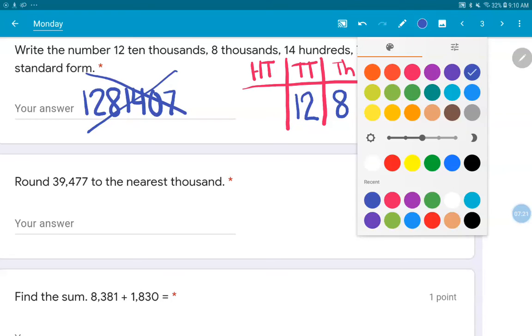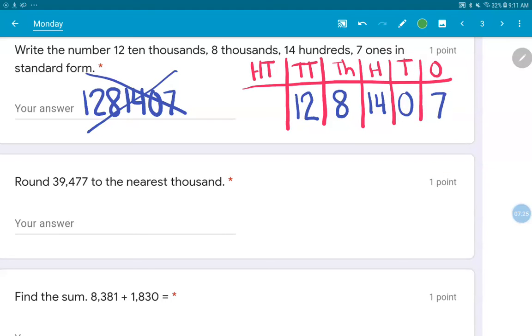Well, I got this question wrong. Okay. So, let's think about why that might have been wrong. What doesn't look right about what I have in my place value chart? Caden? 14. What do I need to do with 14 100s to be able to write that number in standard form?